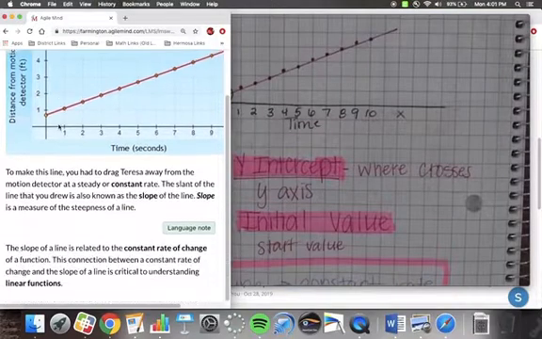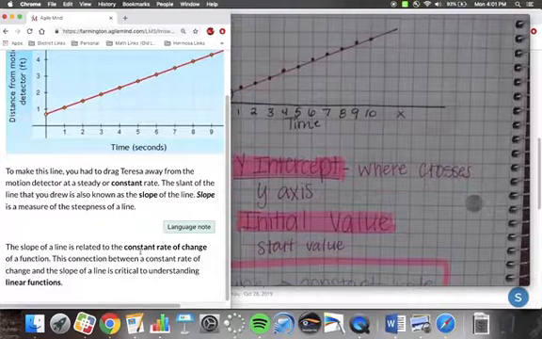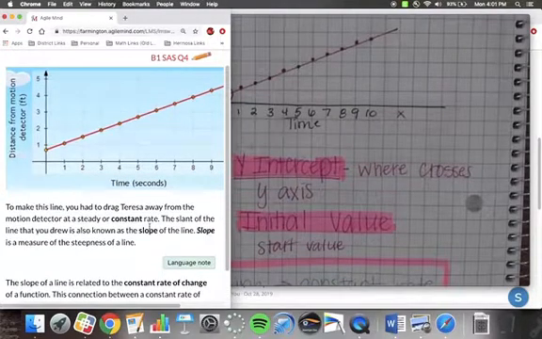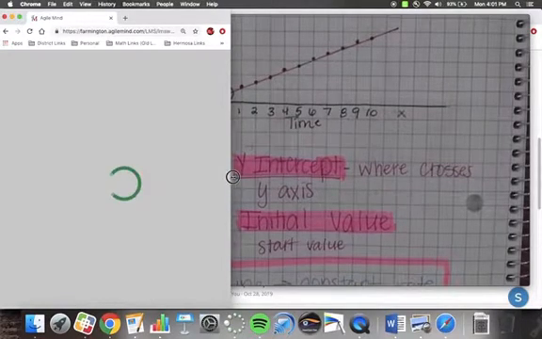Okay, so that's what you should read from that page. Please read through that stuff. Notice it says linear, constant rate, all of those things. Okay, now the next page.